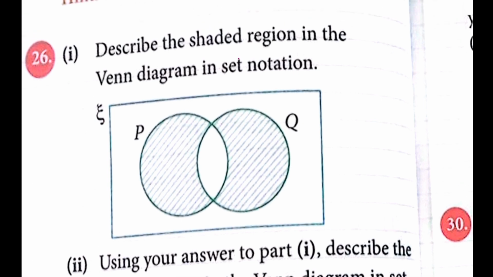Next we discuss the last, and these are the important questions. Describe the shaded region in the Venn diagram. Here we have also two regions. This is region 1 and this is my region 2.